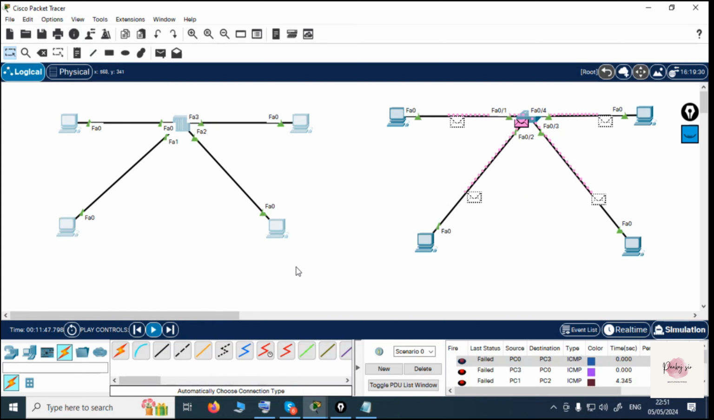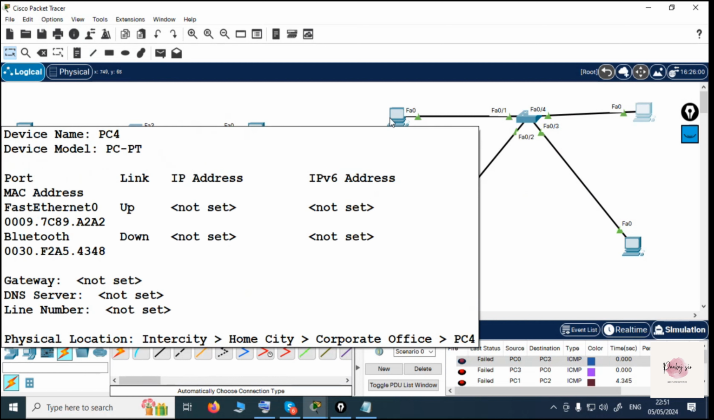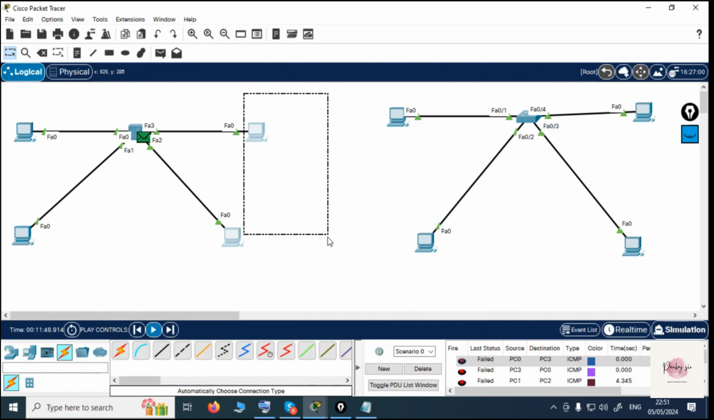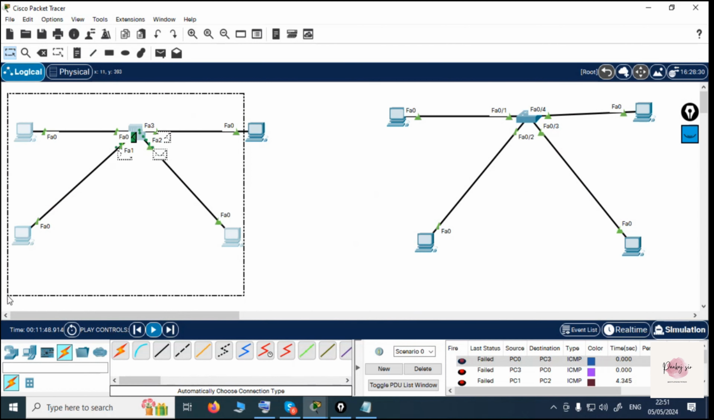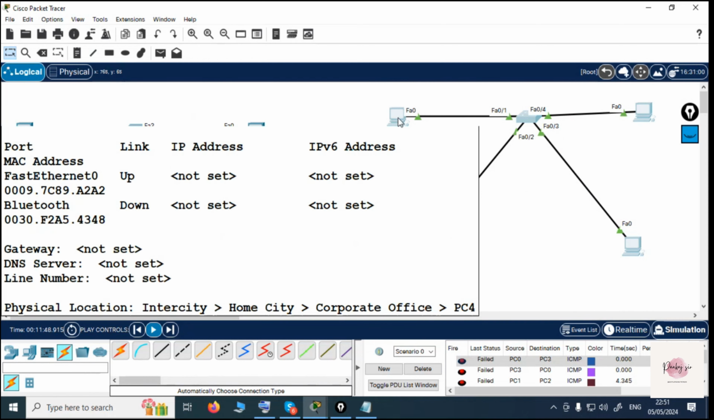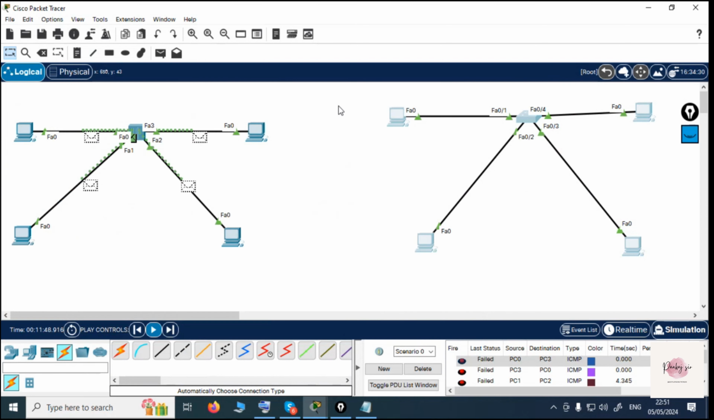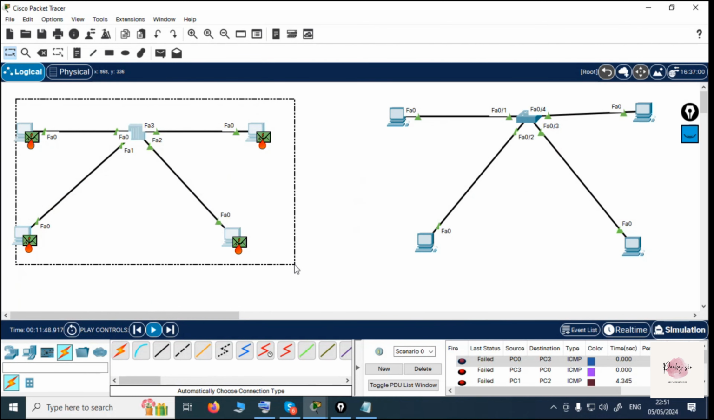Observe everything very carefully. See what happens when I provide an IP address to any PC. In this example, we didn't notice that, but here, try to notice what happens when I configure an IP address to any PC. Okay, so let us see. Now I'm just deleting this part.